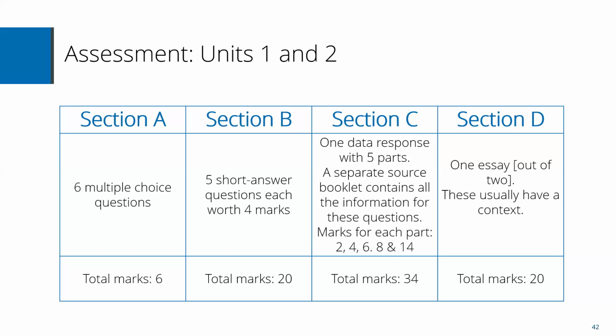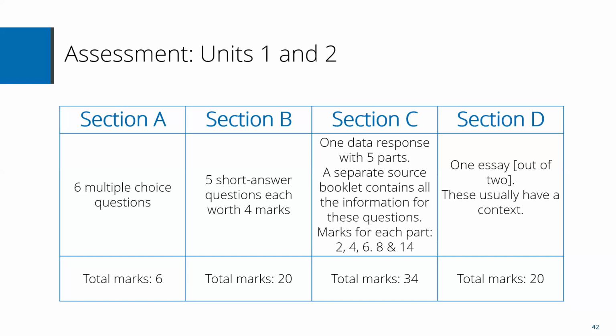So the 5 parts to a data response question would give us a total of 34 marks. And then the fourth section, section D, is worth 20 marks and it's one essay question. There are 2 options, however, so the candidate can choose one of 2 essays to write about, and that essay will allow them to access up to 20 marks.